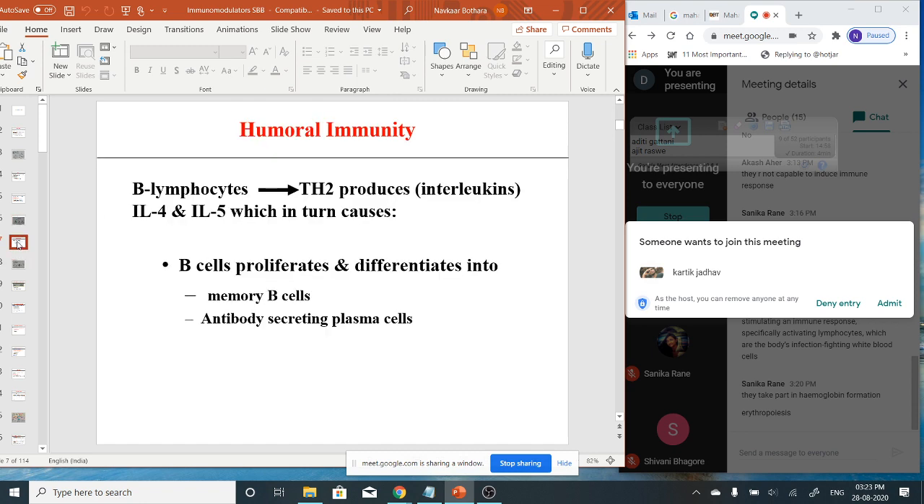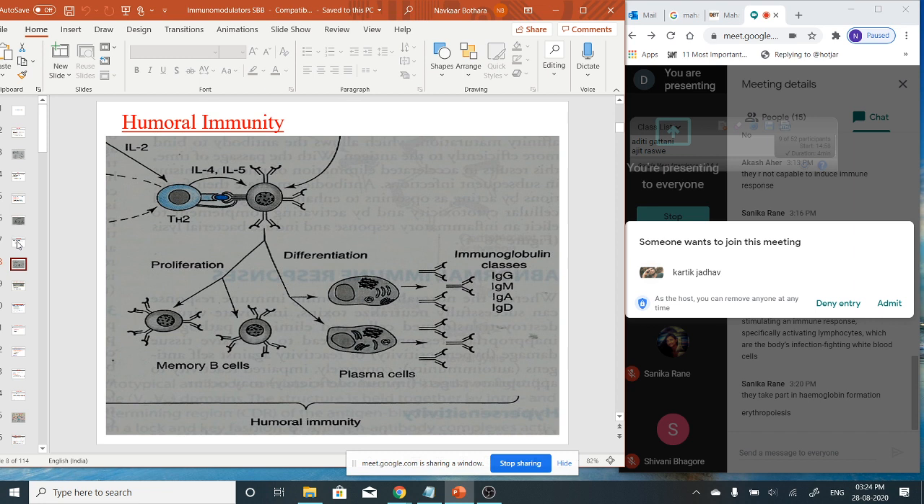Humoral, the B lymphocytes, they are Th2. They produce interleukins, that is interleukin 4 and interleukin 5. They cause B cell proliferation. They cause differentiation into two types of cells. One is memory cells, which will keep the memory, where genetic material for the previous exposure will be kept, and another is the plasma cells, which are able to secrete antibodies. So this is again the wider picture.